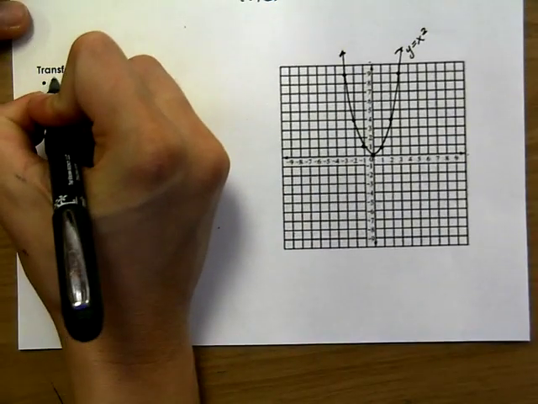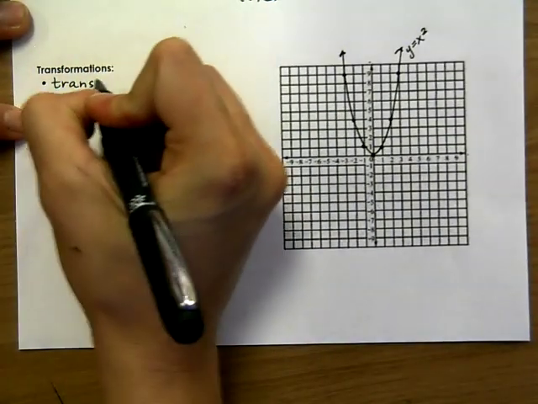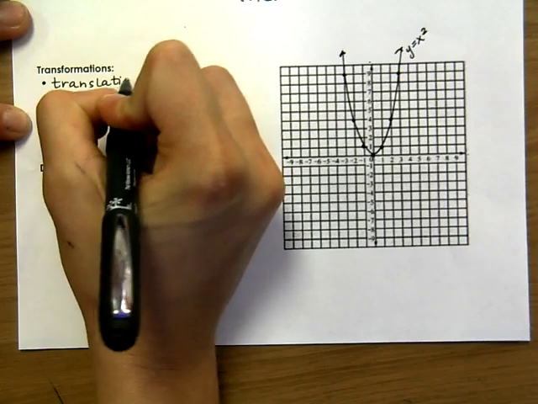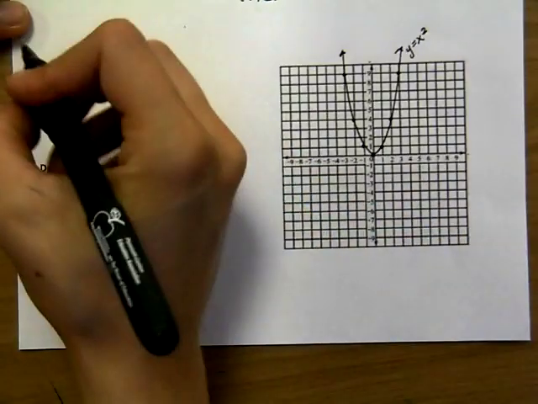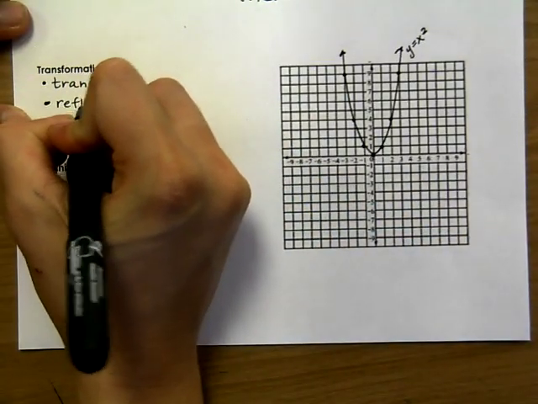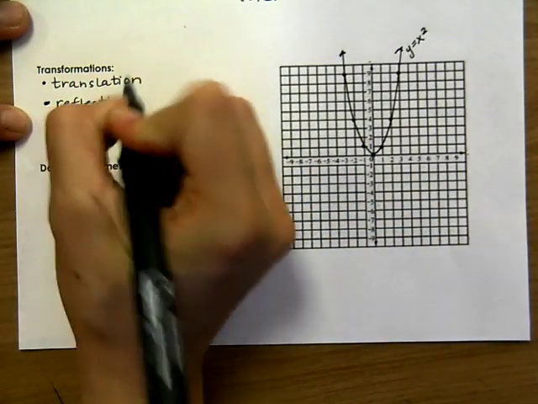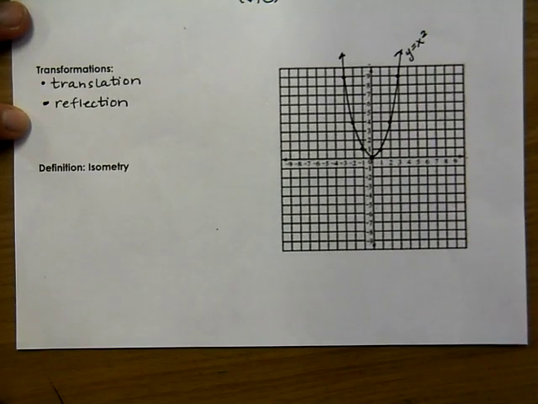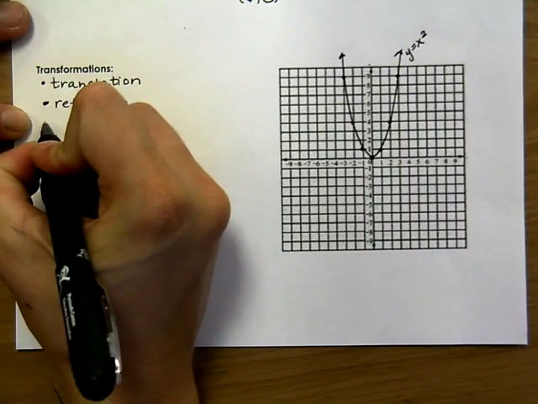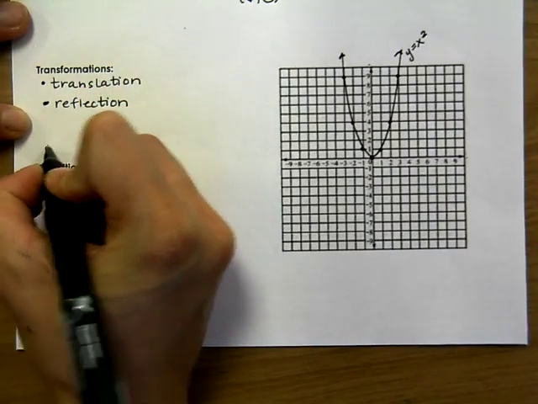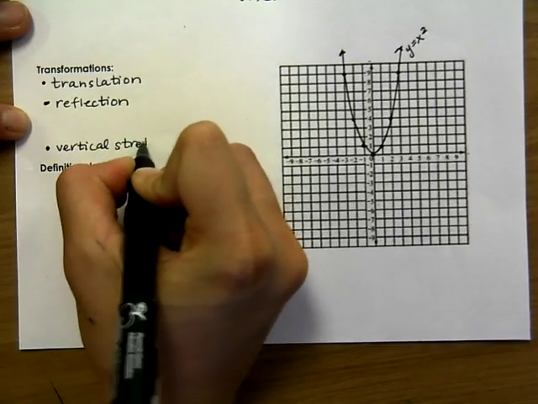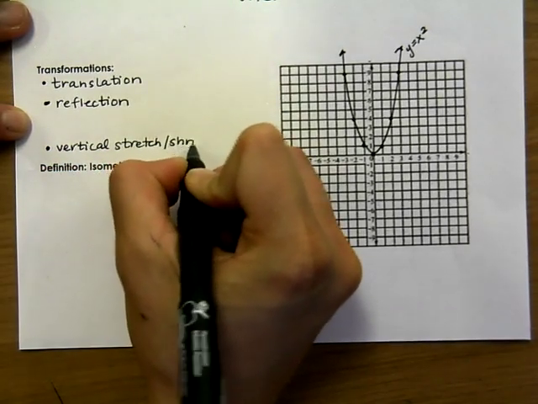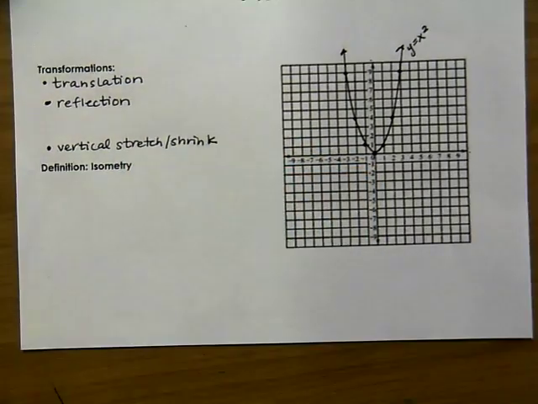In your previous math course, we studied a couple transformations with this. We studied translations. We can translate in any direction, up, down, left, or right. We studied a reflection. In your Algebra 1 class, I believe you only did reflections in the x-axis. We're going to do reflections in other lines as well. And then you did vertical stretching and shrinking, and I'm going to put that down here for a reason. Vertical stretching and shrinking. So that's what you talked about in algebra.